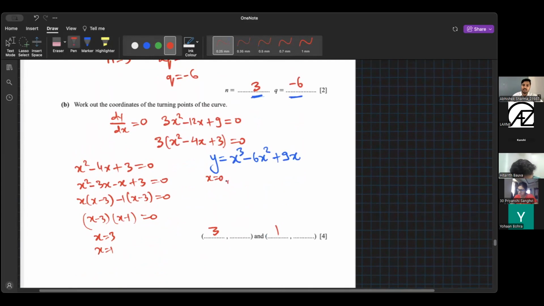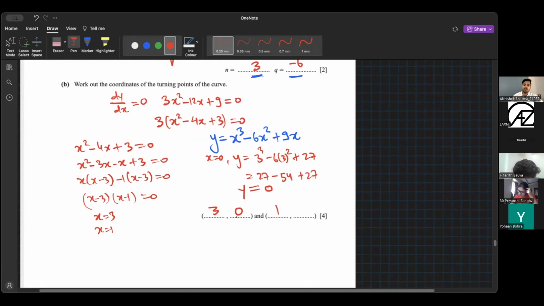When x is 3, y will be 3 cube minus 6 into 3 square plus 9 into 3. So this is going to be 27 minus, this is going to be 9 into 6, 54, plus 27. So basically 0 only. 54 minus 54, that is 0.